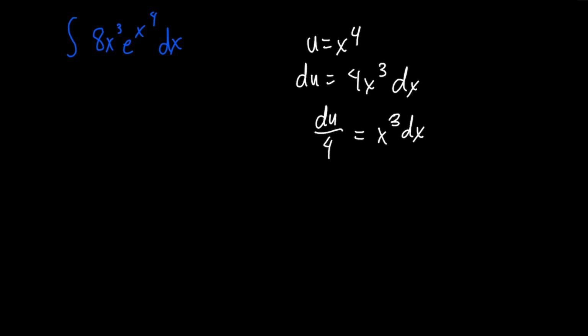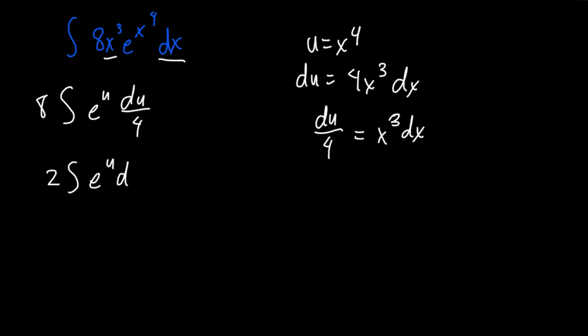So let's now rewrite our original equation. So let's bring the constant 8 outside of the integral sign. Then since x raised to 4 is equal to u, we're going to substitute that, and x cubed dx is equal to du over 4. Then let's simplify this. 8 over 4, that is equal to 2 e^u du.